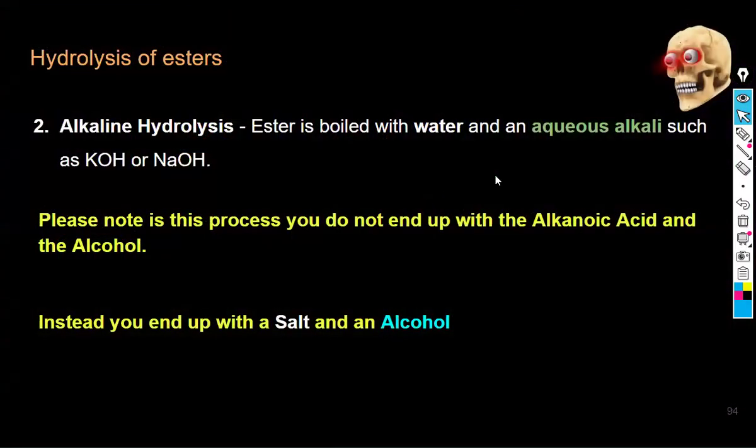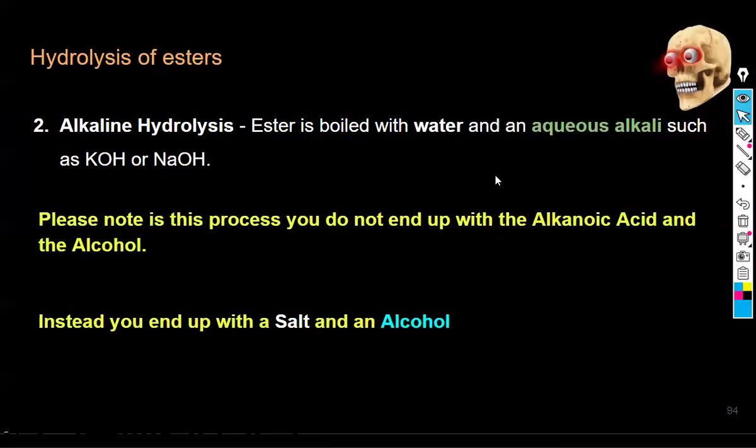So the other one is alkaline hydrolysis. Now, alkaline hydrolysis is different from acid hydrolysis for a couple of reasons. Alkaline hydrolysis means instead of boiling it with an acid, you're boiling it with something that's alkaline in nature, meaning that it has a pH of more than 7. So things like potassium hydroxide or sodium hydroxide. All of those are alkaline in nature. So you're going to boil the ester with that.